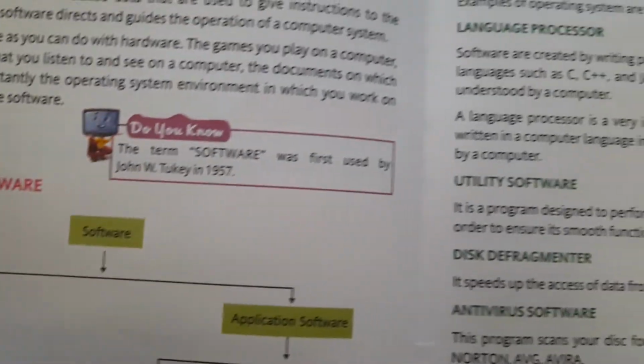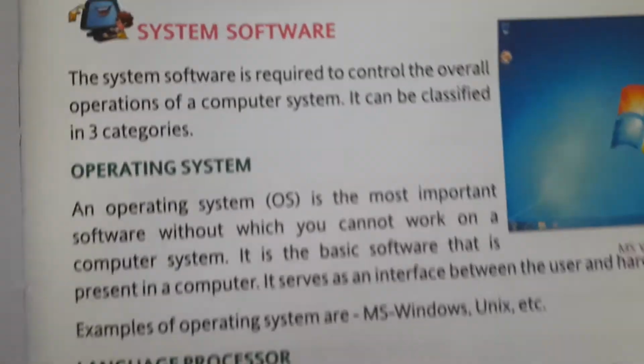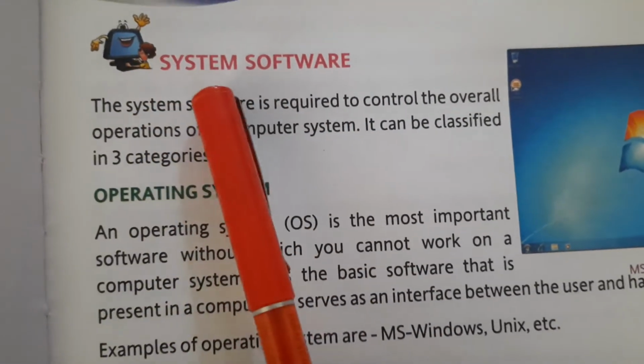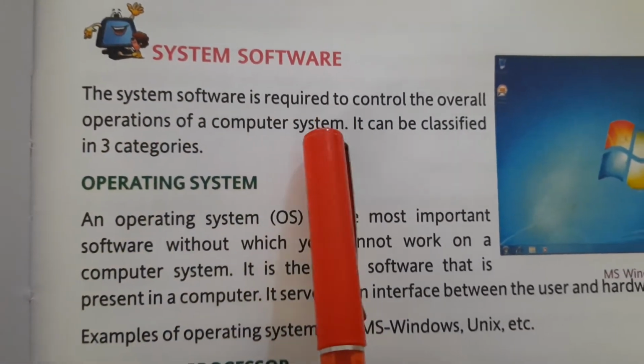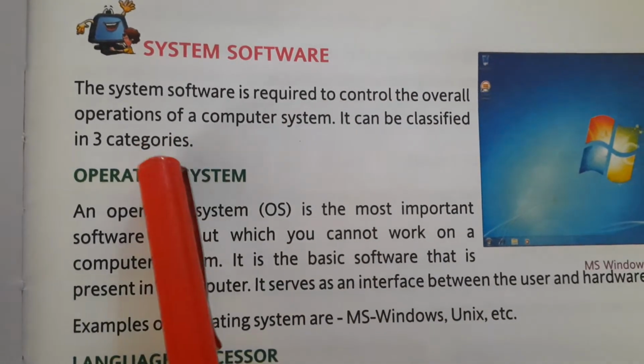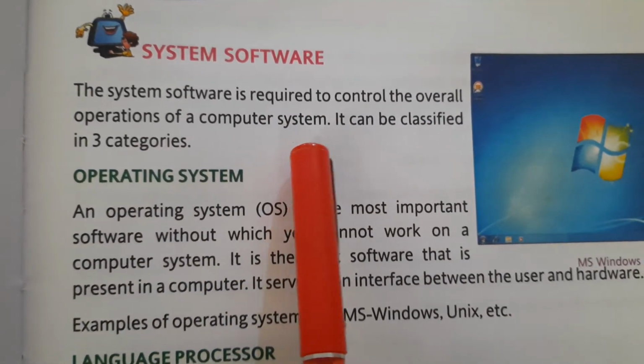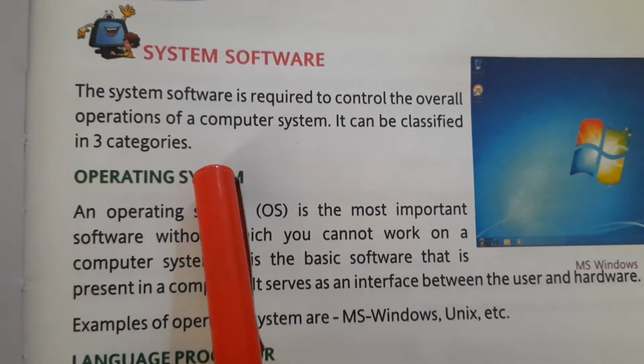Fine children, let's study system software a bit. System software is required to control the overall operations of a computer system. It can be classified in three categories.